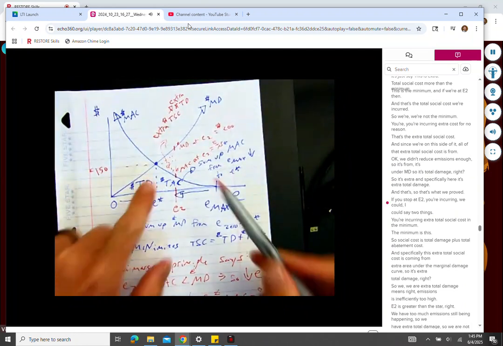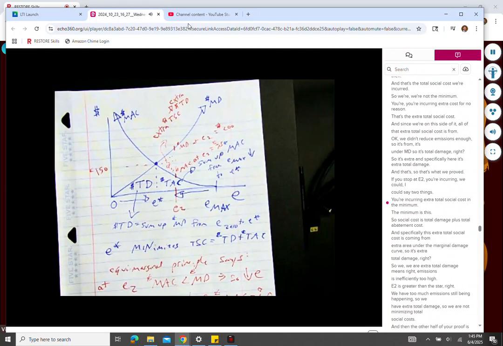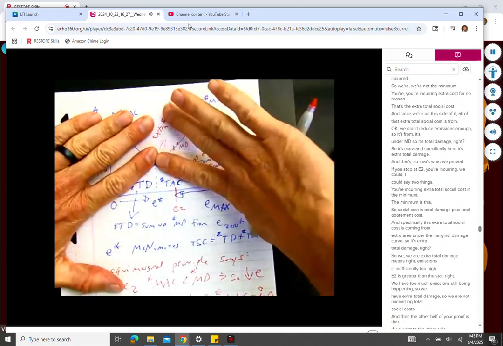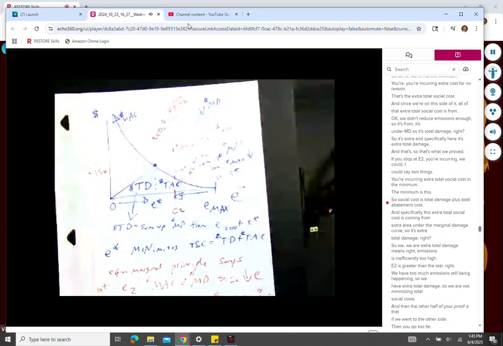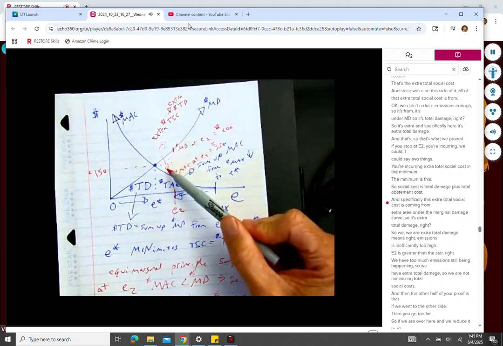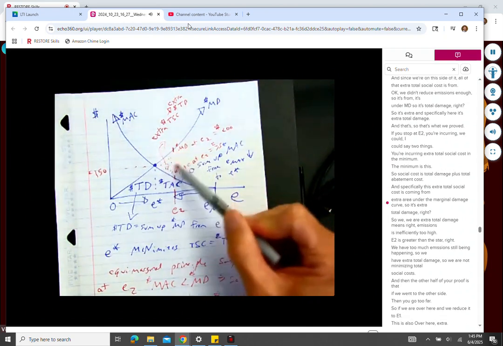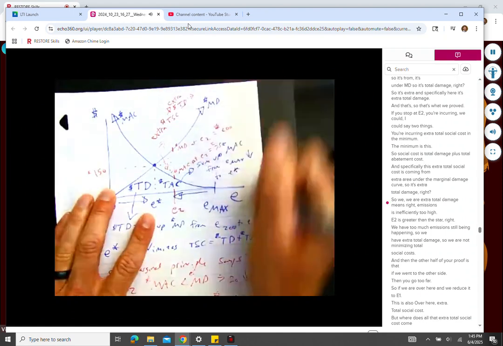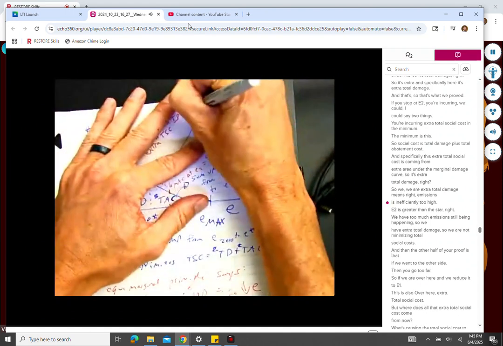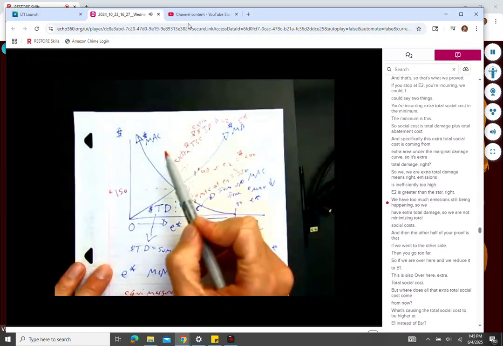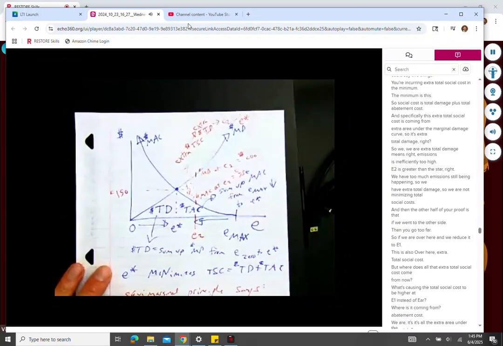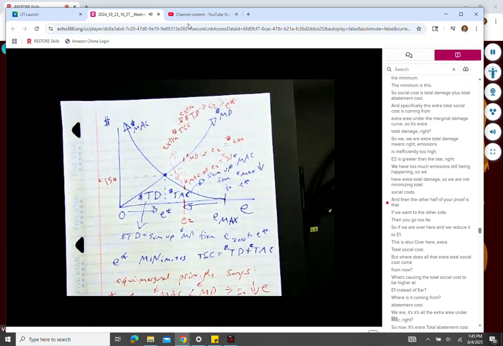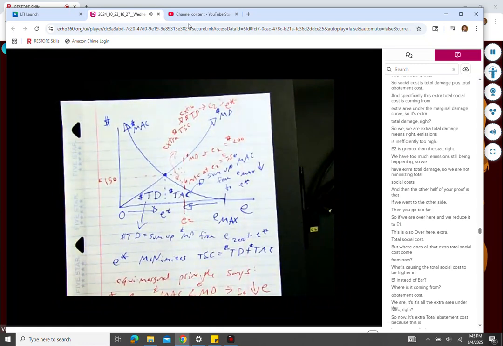If you stop at E2, you're incurring extra total social cost over the minimum. Total social cost is total damage plus total abatement cost. Specifically, this extra total social cost comes from extra area under the marginal damage curve, so it's extra total damage. Extra total damage means emissions are inefficiently too high. E2 is greater than E star. We have too much emissions still happening, so we are not minimizing total social cost.